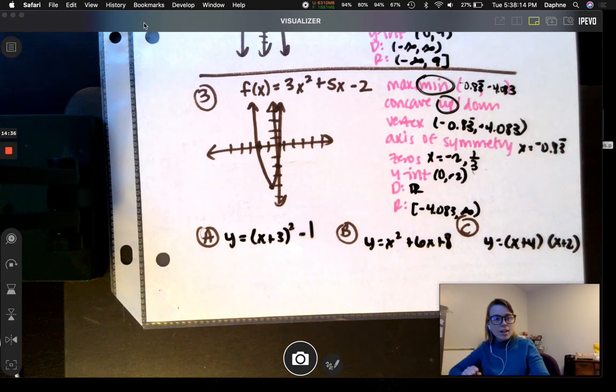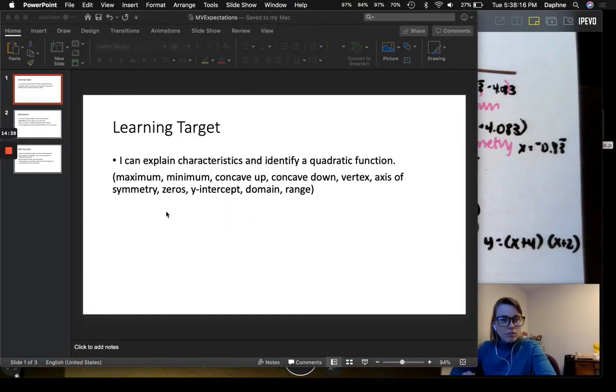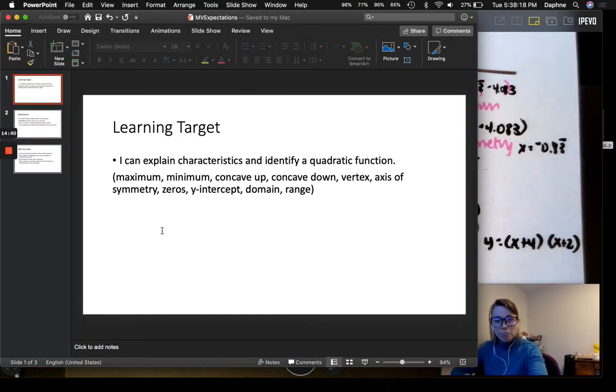So again, as a refresher, these are the vocab that you should know: max, min, concave up, concave down, vertex, axis of symmetry, zeros, y-intercept, domain, and range. What questions do you have? What stumps you? Which one totally tricked you that you're like, okay, I really need to figure out domain and range again. Like, what's that Desmos that we did before? Or what's the vertex? Or how do I find that? So we're going to build on this information.